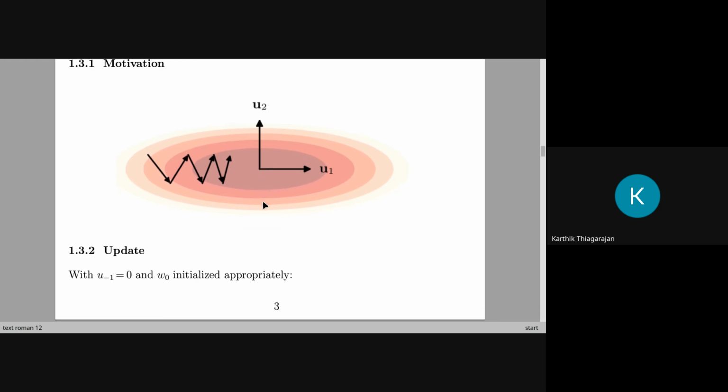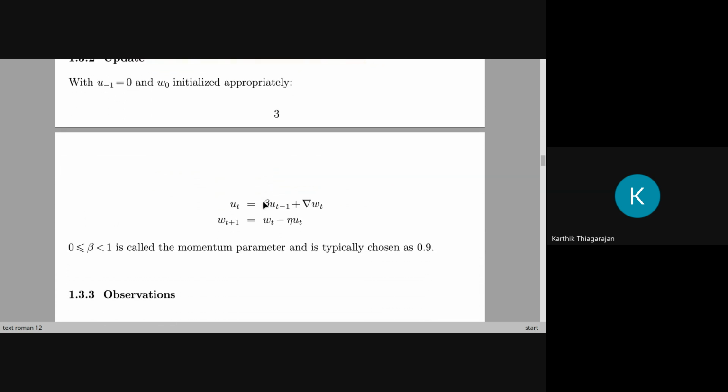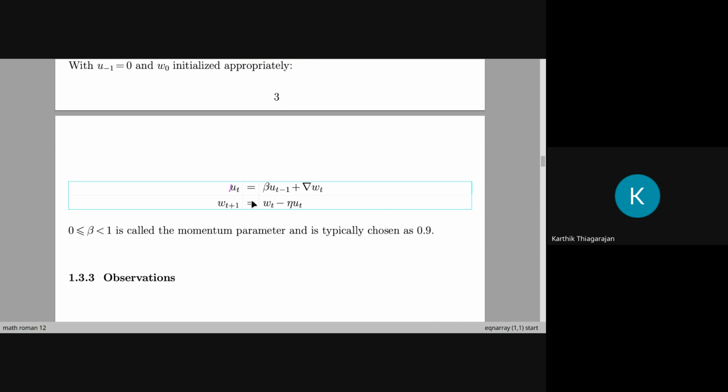Now what do we do? This is the update. You have what is called a momentum parameter, which controls how fast you want to move along the direction that you have been moving along so far. This u_t is some kind of a history vector. It keeps track of how fast you have been moving. It is an accumulation of history, a weighted average. So what kind of a weighted average is it?